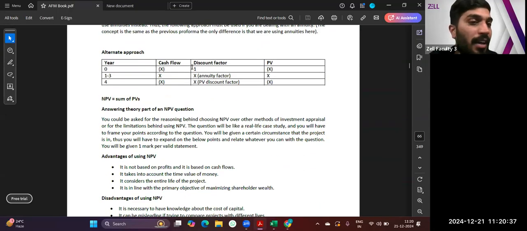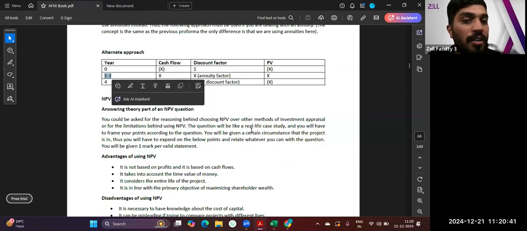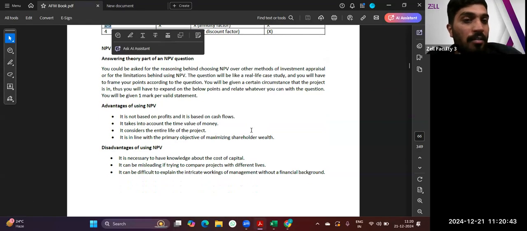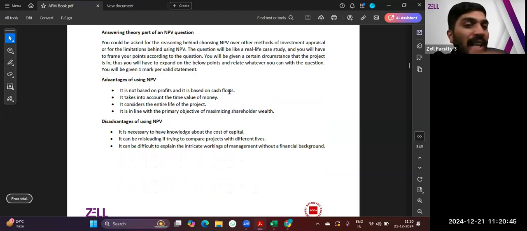This is the format for an annuity, where we have our cash flows constant for 1 to 3 years and we use our annuity factor. Okay, I will quickly go through.